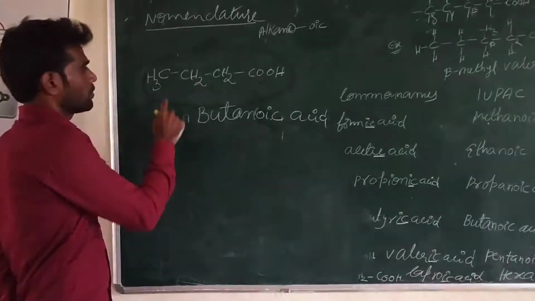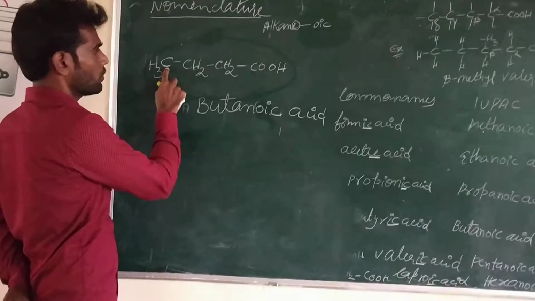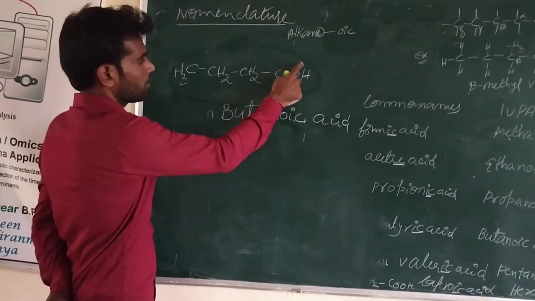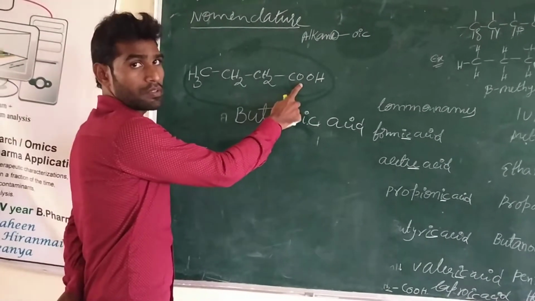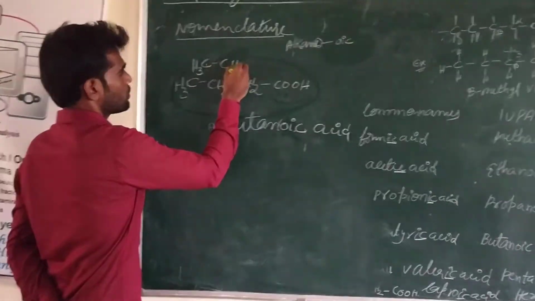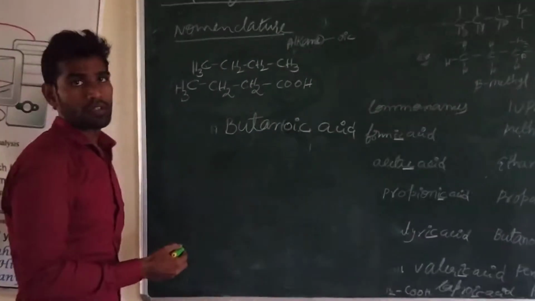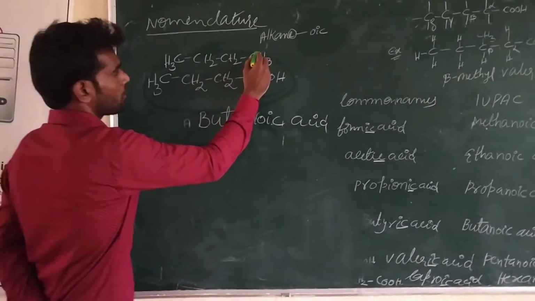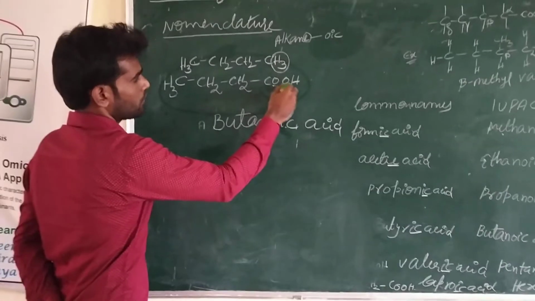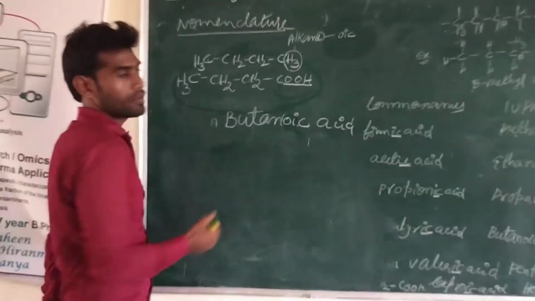Butanoic acid. What is the name of this alkane? 4 carbons are there. 1, 2, 3, 4. A 4 carbon alkane is butane. But here we have a carboxylic acid. If you write the butane molecule, CH3, CH2, CH2 and CH2. This is the butane molecule. But in place of 3 hydrogen atoms, we have 2 oxygen atoms and 1 hydrogen. In place of this, we have COOH.